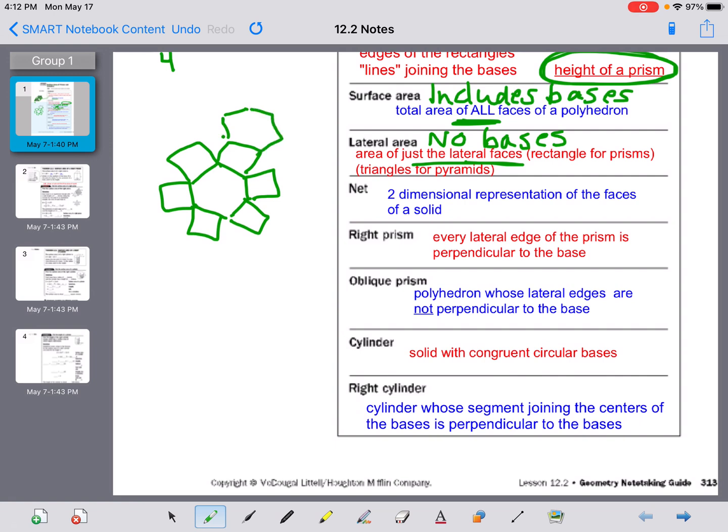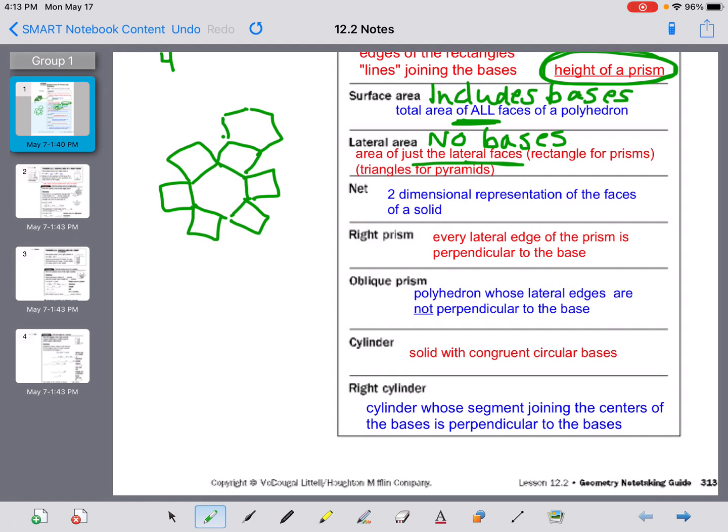If I cut it out and I glue it together and I fold it, I could make a hexagonal prism with the rectangles joining them and the 2 hexagons that are the bases, okay? So a net is a 2-dimensional representation of the faces of a solid. We cut it out, we can work with it, but it's going to be important as we do surface area today to kind of visualize these nets at times.